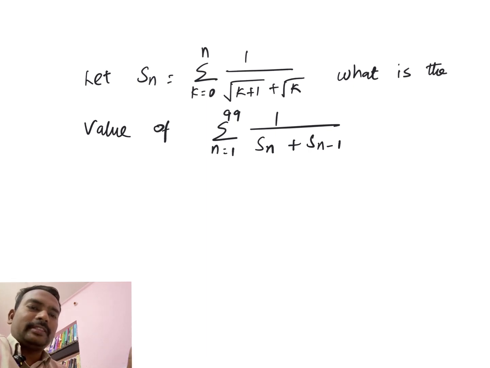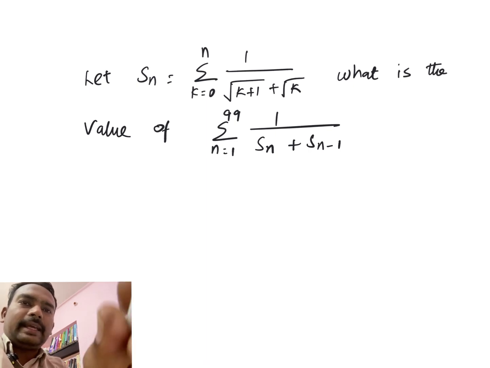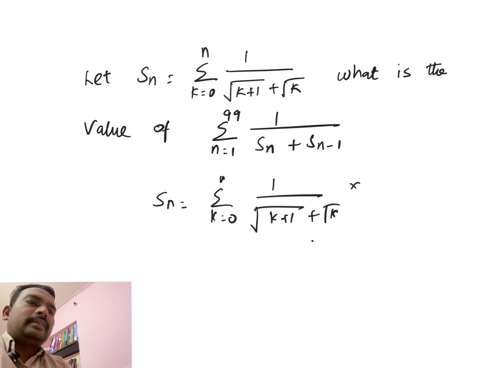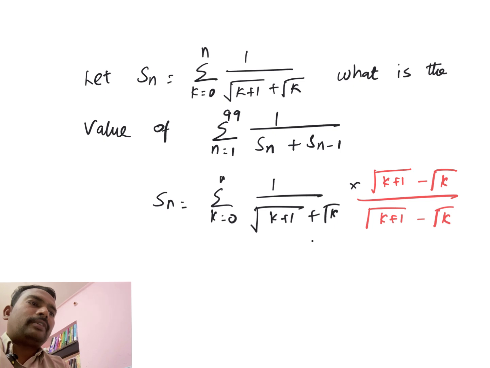You know, a telescopic series means the first and last terms will be left, and everything remaining will be cancelled. In the same way, here there is a square root in the denominator, and you have to remove it by rationalizing. So take the given Sn and rationalize it: summation k equals 0 to n of 1 by square root of k plus 1 plus square root of k. You have to multiply by square root of k plus 1 minus square root of k divided by square root of k plus 1 minus square root of k. Clear?